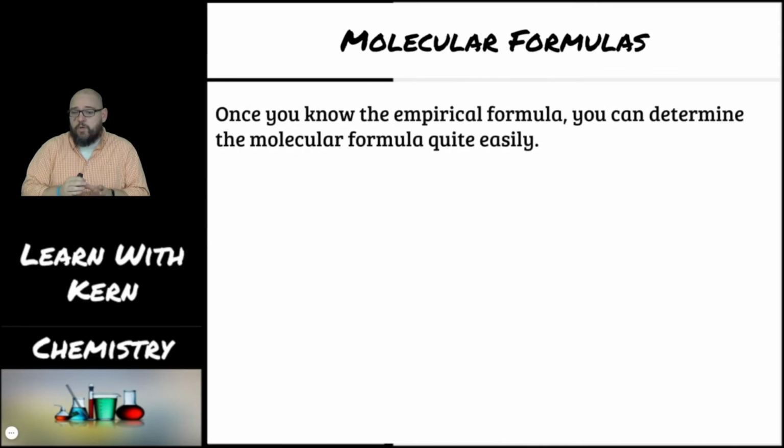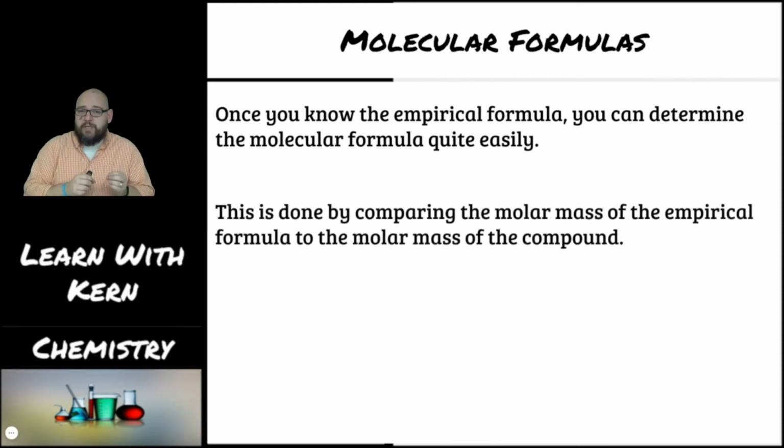Now, once you know the empirical formula, you can pretty much always determine the molecular formula quite easily. Finding the empirical formula is a little bit more difficult, but once you know it, you simply compare the molar mass of the empirical formula with the molar mass of the actual compound. And that's something that you can measure. We can measure the actual molar mass of a compound in the lab using sophisticated equipment.